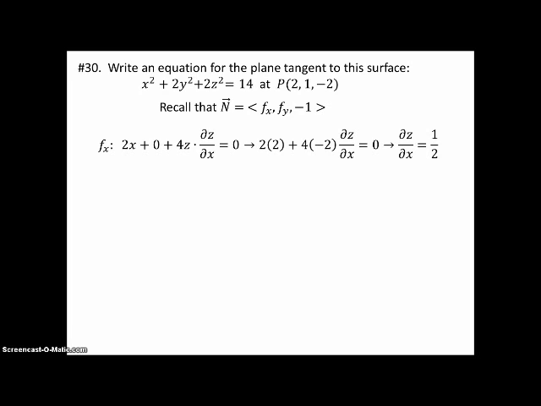And so fx is just 2x, 2y squared goes to 0, and then the only tricky part is that z is a function of x and y, we assume. And so that term gets a partial derivative.